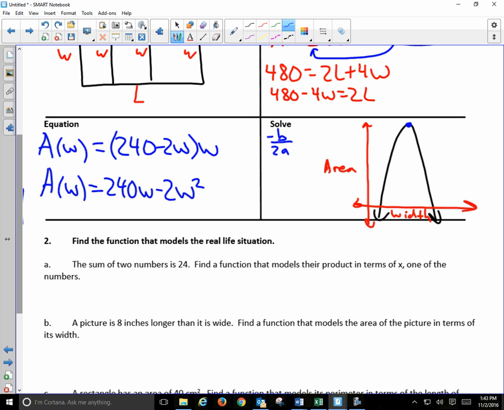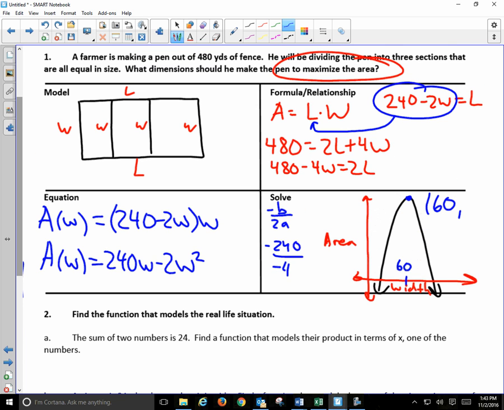I would rather just do this because negative b is going to be negative 240, and twice negative 2 is going to be negative 4. I divide that and I get 60. So 60 is going to be what? What does that represent? X value, which is the width.